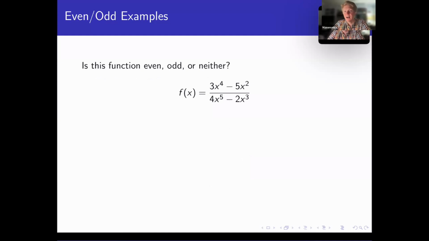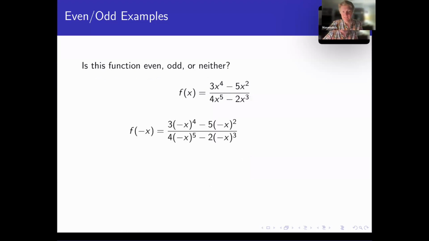Okay. So even exponents, it's even. Odd exponents, it's odd. Both even and odd exponents, it's neither. Well, how about this one? Here we have two even exponents in the numerator and two odd exponents in the denominator. It must be neither, right? Let's see what happens. Let's plug in negative x.